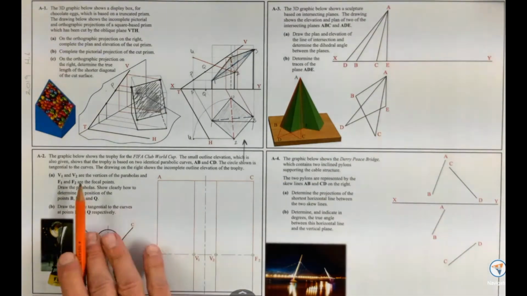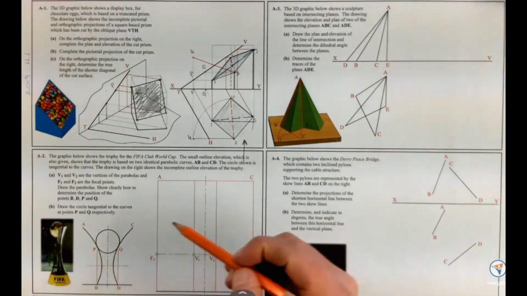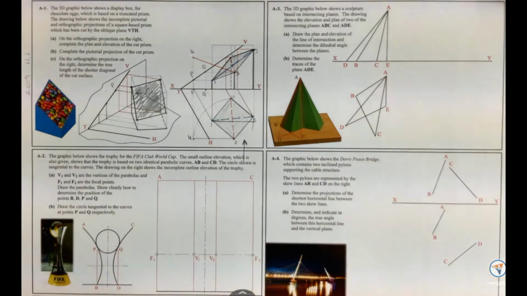A2. This is based on 2 parabolas. Do not get confused. This is not a double hyperbola question. This is a parabolas question. They're totally different. So it shows 2 parabolas. It's just 2 separate parabolas. They're not connected in any way. So I'm just doing parabola construction here.